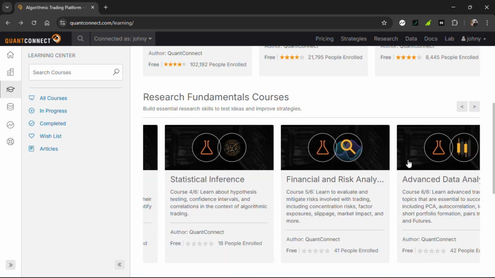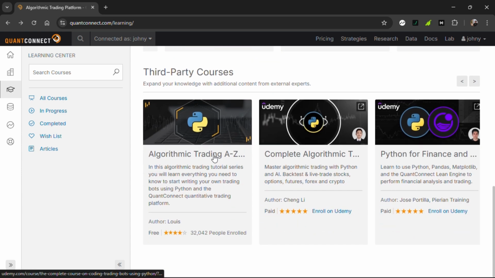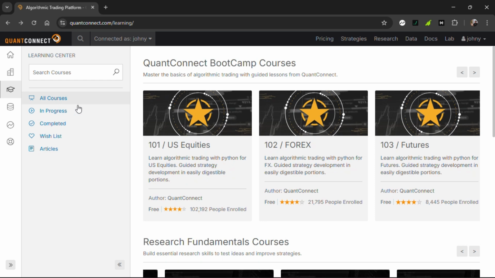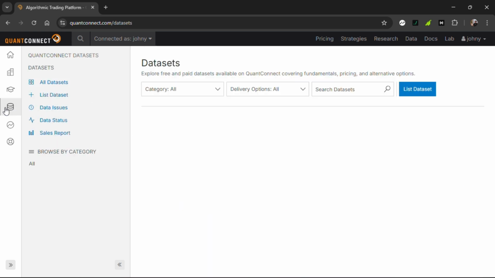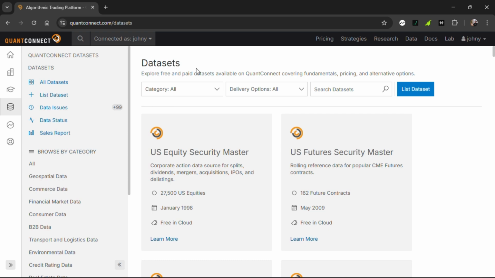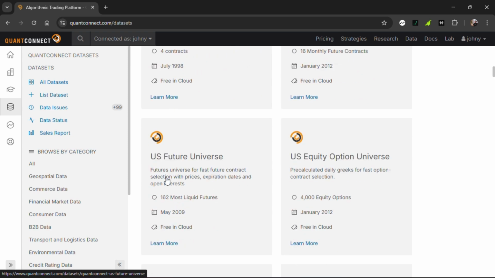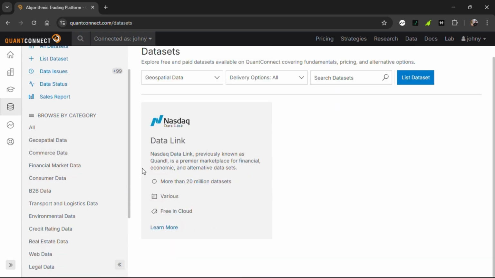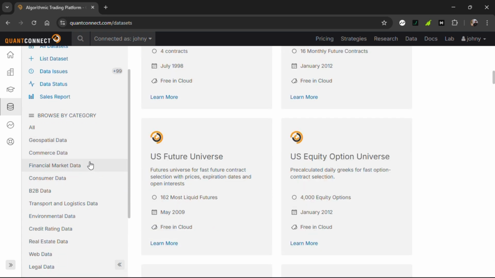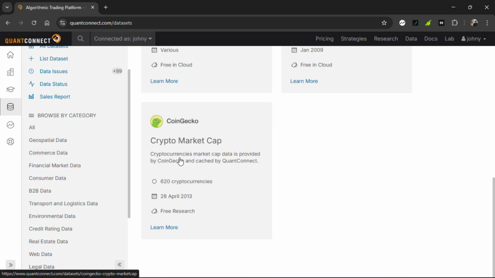So what is it? QuantConnect is an algorithmic trading platform where you can build, test, and deploy your own trading strategies using Python or C#. It's built on Lean, their open source trading engine trusted by hedge funds and quant pros around the world. You get access to decades of market data: stocks, crypto, futures, forex, even options.